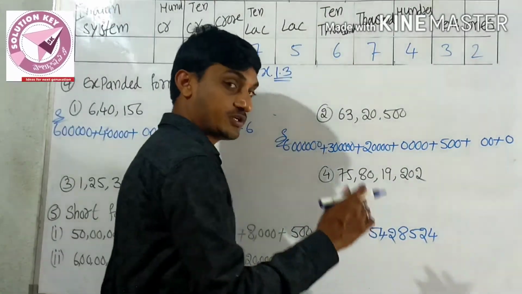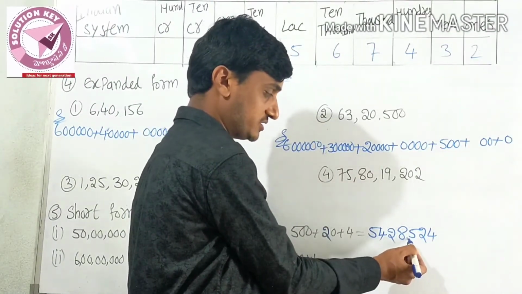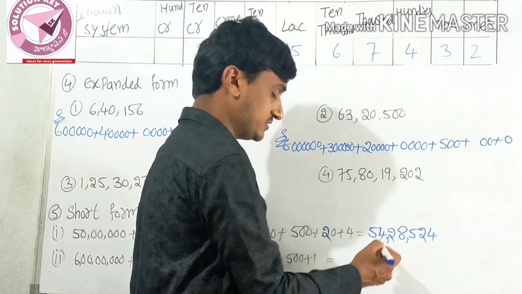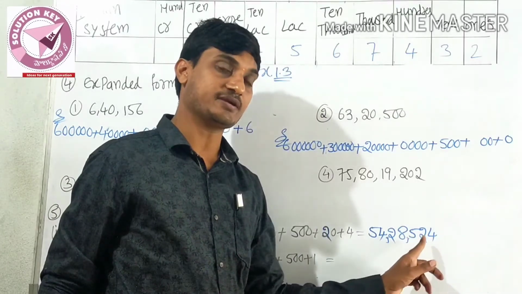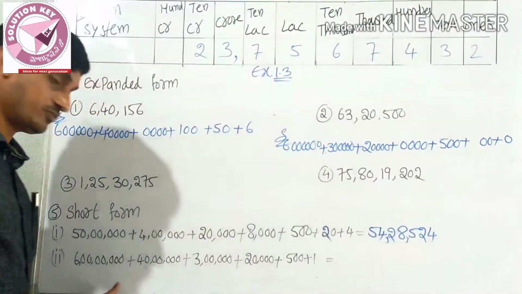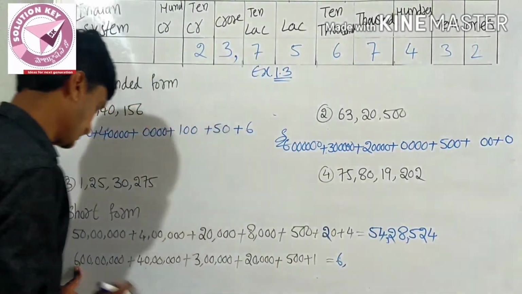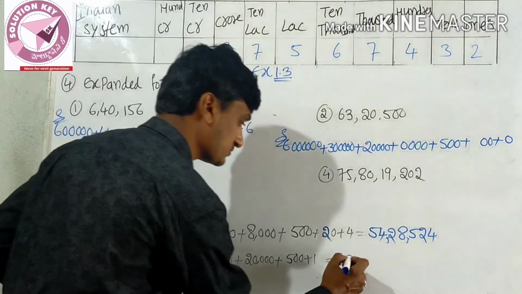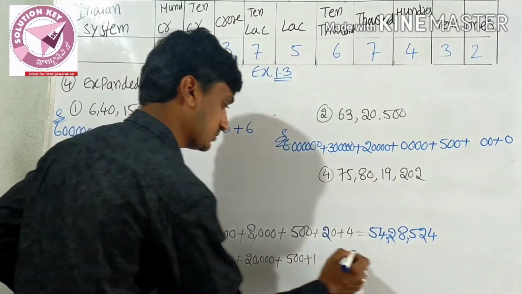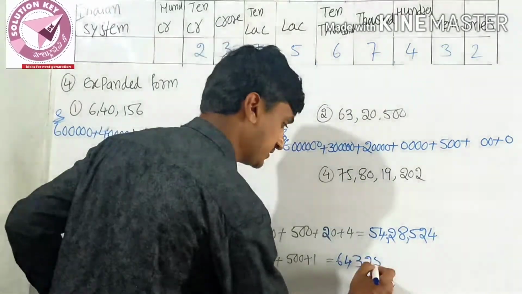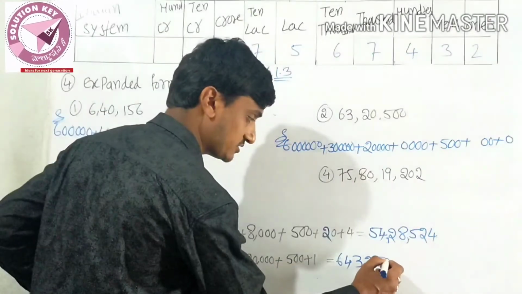After that answer, keep the commas. How to keep the commas? First, from the right-hand side onwards, take 3 digits, after that 2 digits. It is 54,000, 54 lakhs, 28,524. Next, try one more. It is 6, 4, 3, 2, 5. See here, 5 has 2 zeros, only a single number. One more zero is not there, so keep 0.